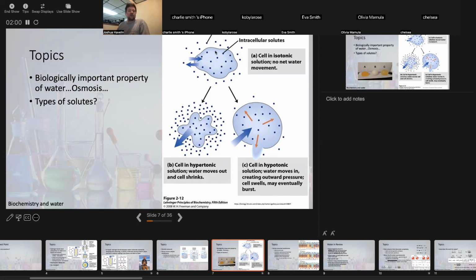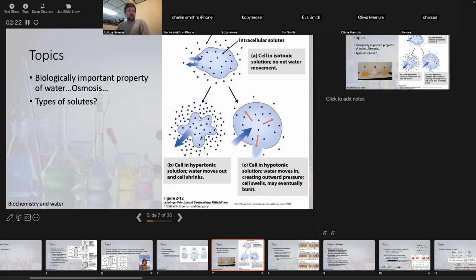So we have, excuse me, isotonic, right? So this is when the concentration of solutes is equal outside of a cell and inside of a cell, right? So isotonic, there's no net water movement there. So as water moves into the cell, water is also moving out of the cell. So there's basically just an equilibrium that's reached over time.